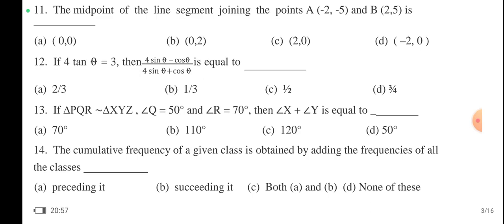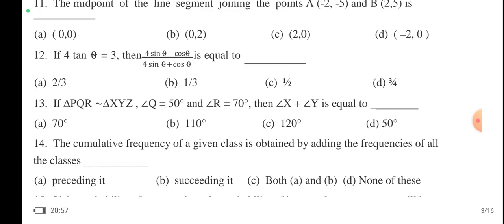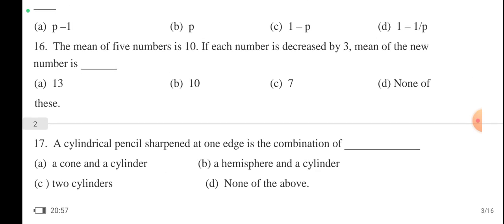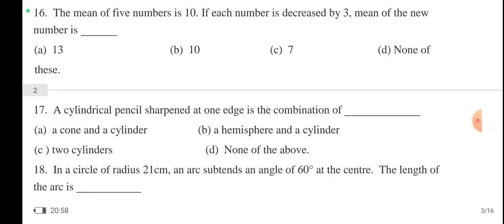14th one is from Statistics. 15th one is from Probability. 16th one is from Statistics. So we all know Probability and Statistics together are only one unit. 17th one is from Surface Areas and Volumes.